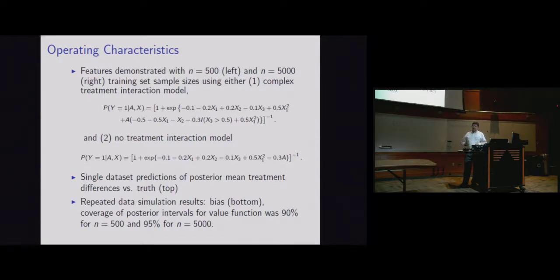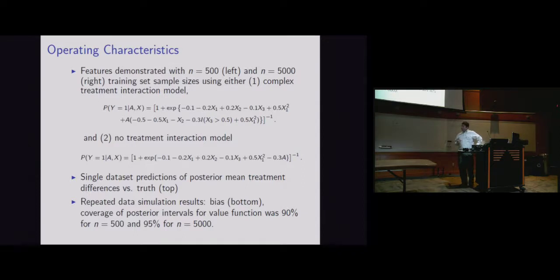The next thing I want to talk about is a little bit on operating characteristics of this method, and kind of how it performs in terms of prediction accuracy, bias. Can you really get intervals, or can you really utilize the uncertainty of your value function estimation?